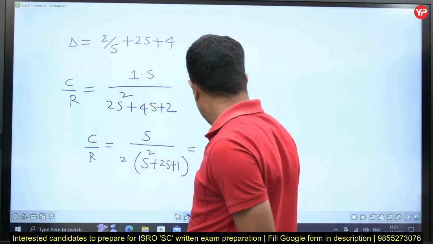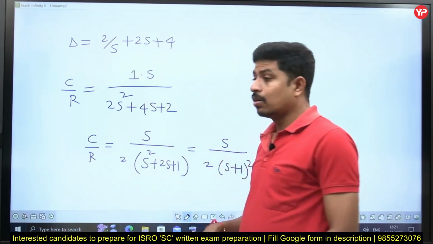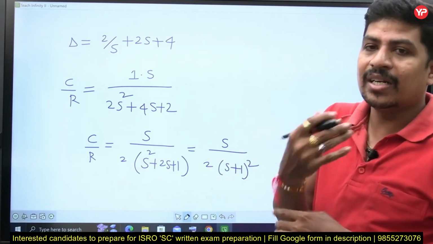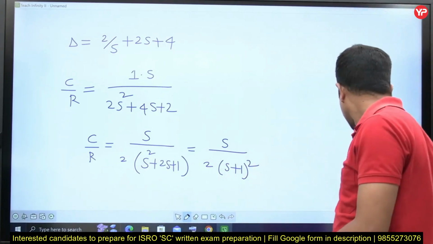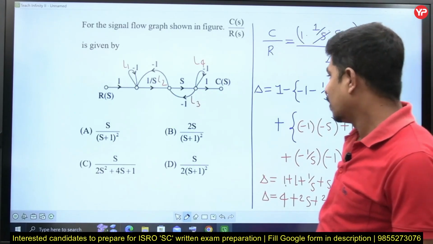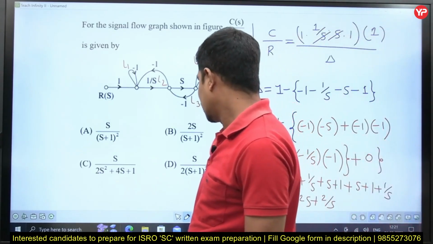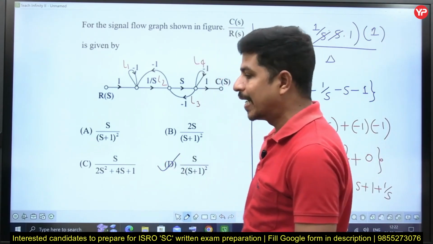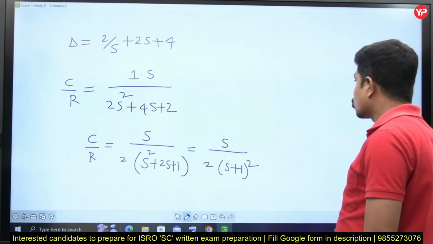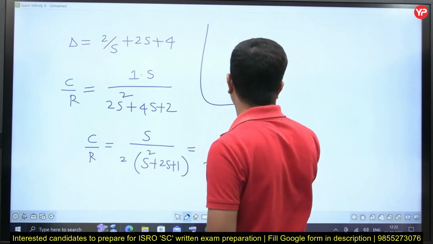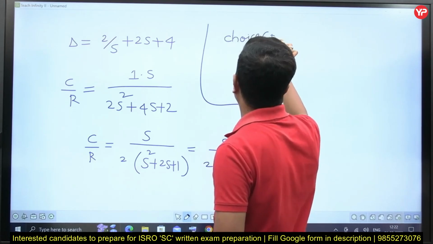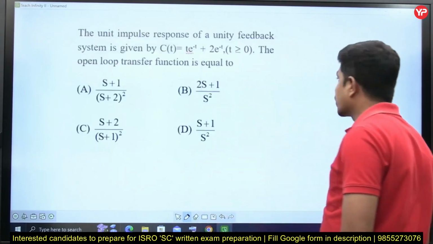See, in this question there is no logic, but you have to do it carefully. If you miss even a simple calculation, your entire answer is going to be wrong, right? Option s by 2 into s plus 1 whole square, choice D. Choice D suits very well for this question. Choice is D, right? Let's go to the next question.